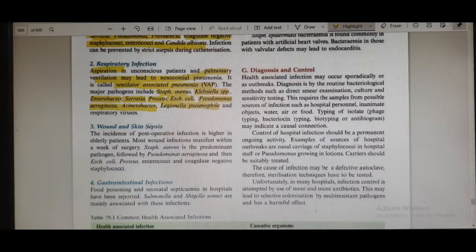Moving to wound and skin sepsis, the incidence of post operative infection is higher in elderly patients. Most wound infections manifest within a week of surgery. Staphylococcus aureus is the predominant pathogen, followed by Pseudomonas aeruginosa. Other microbes causing surgical site infection are Escherichia coli, Proteus, Enterococci, and coagulase negative staphylococci.